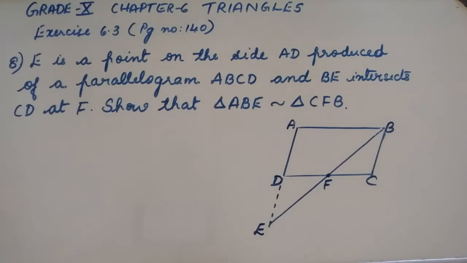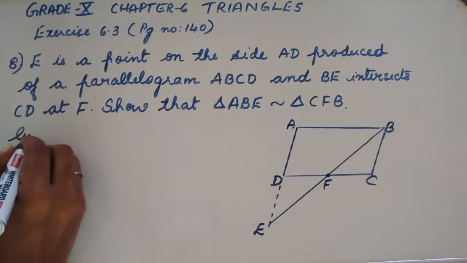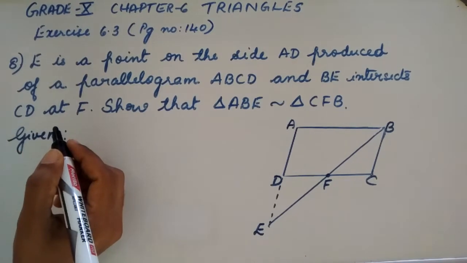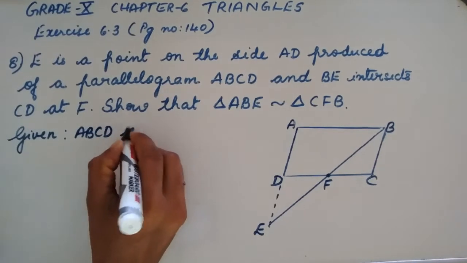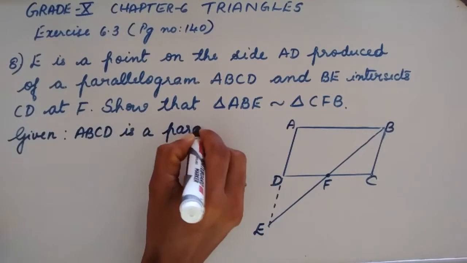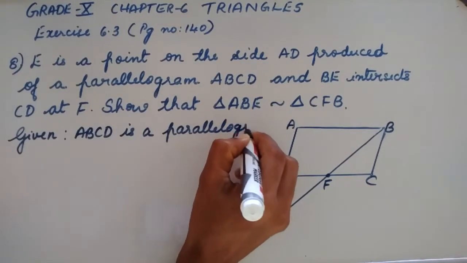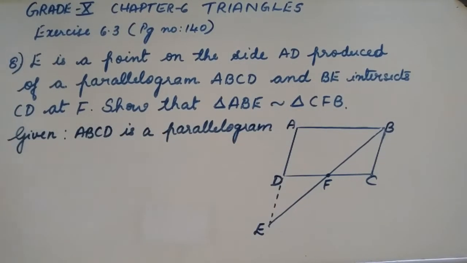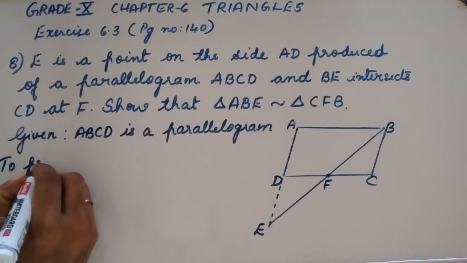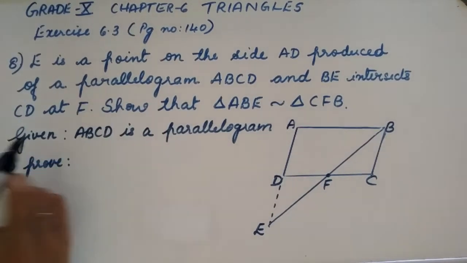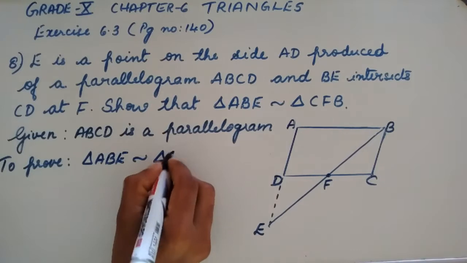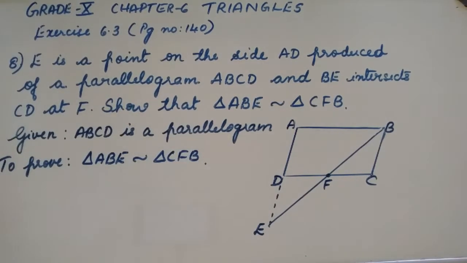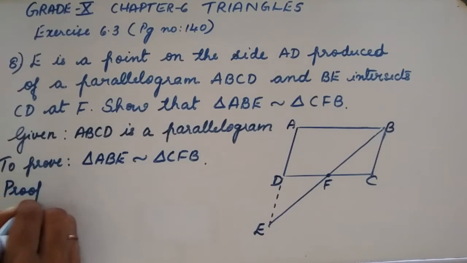So first let us write the given. So given part is ABCD is a parallelogram. What we have to prove? To prove that triangle ABE is similar to triangle CFB. Next, let us move to the proof.